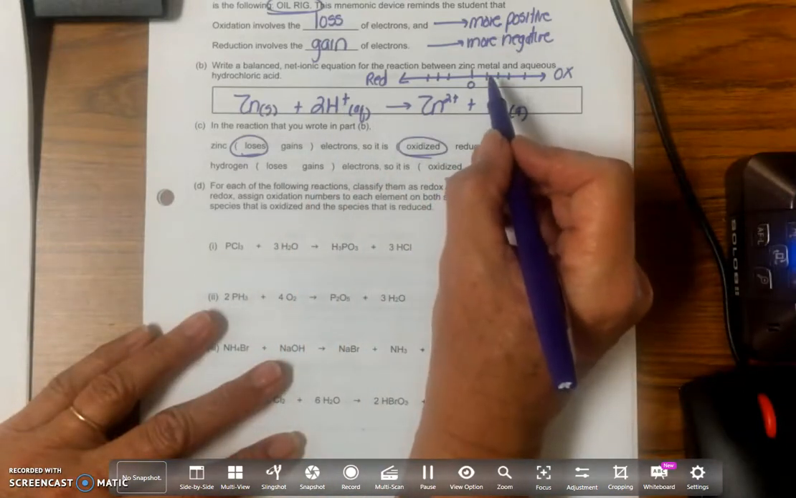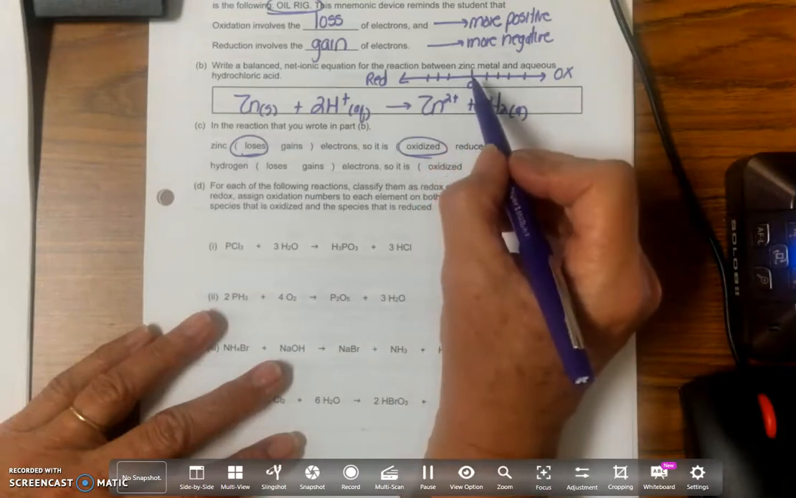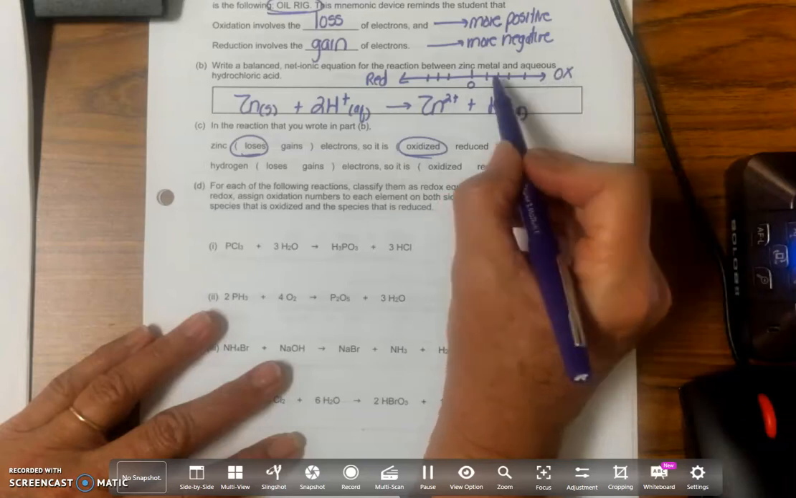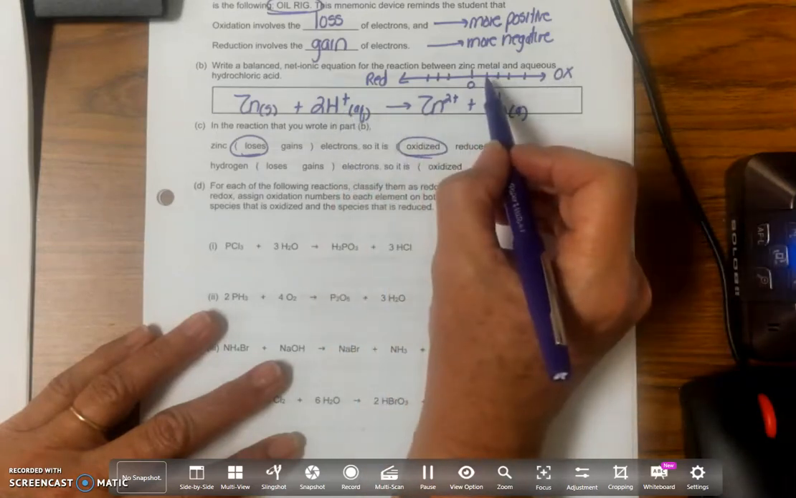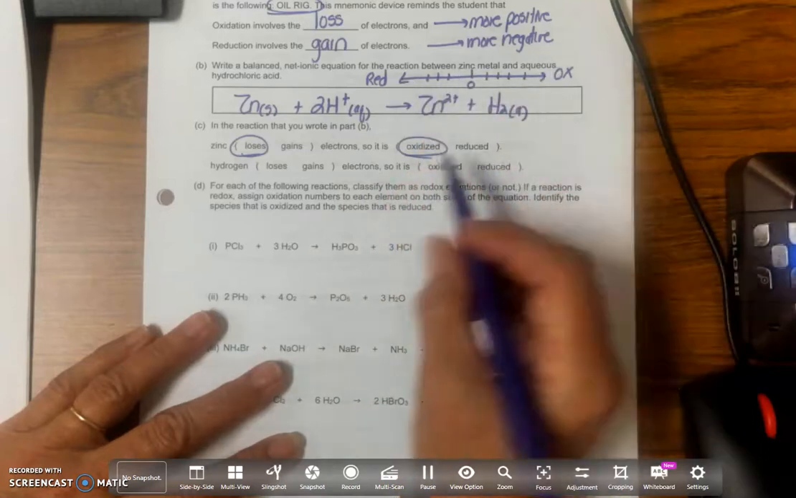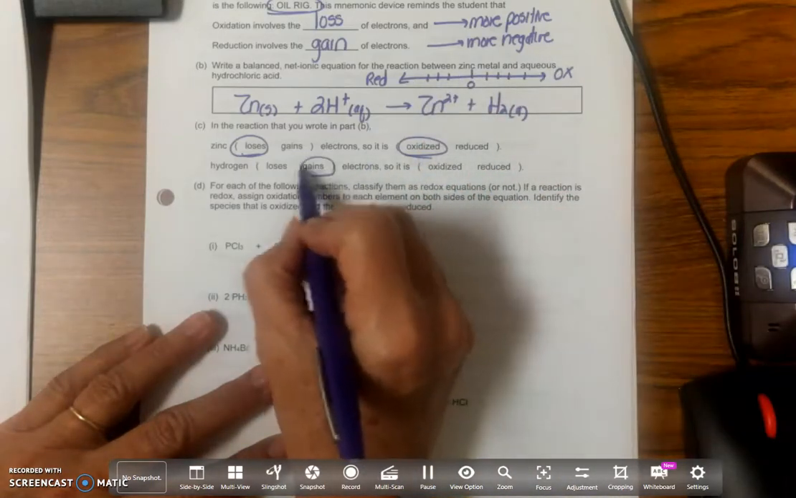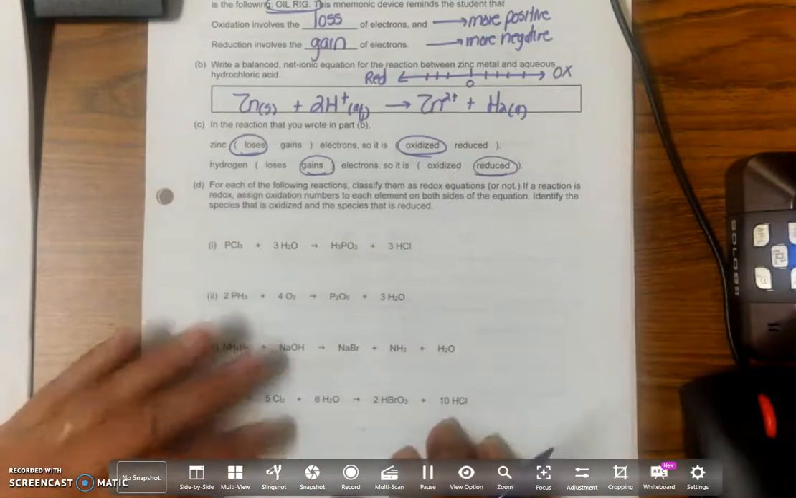Hydrogen is more positive here. So zinc is going from 0 to +2. That's oxidation. Hydrogen, however, is going from +1 to 0. That's in the reduction direction. So it's gaining electrons, and therefore it's being reduced.